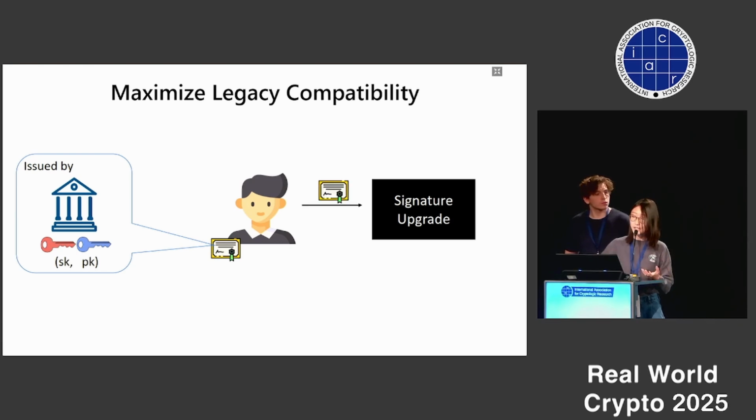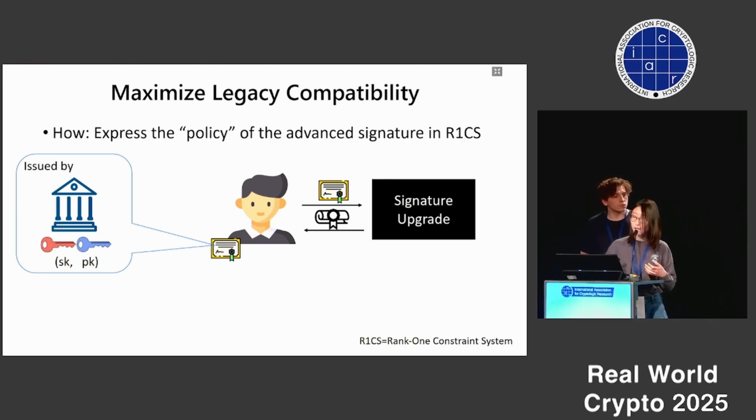We want to maximize the legacy compatibility. With a standard signature, the user can create an advanced signature, such as a proof of possession, without accessing the secret signing key or changing the signer. Our approach is to express the policy of the advanced signatures in the zk-SNARK circuit, and we target a general constraint system like R1CS.